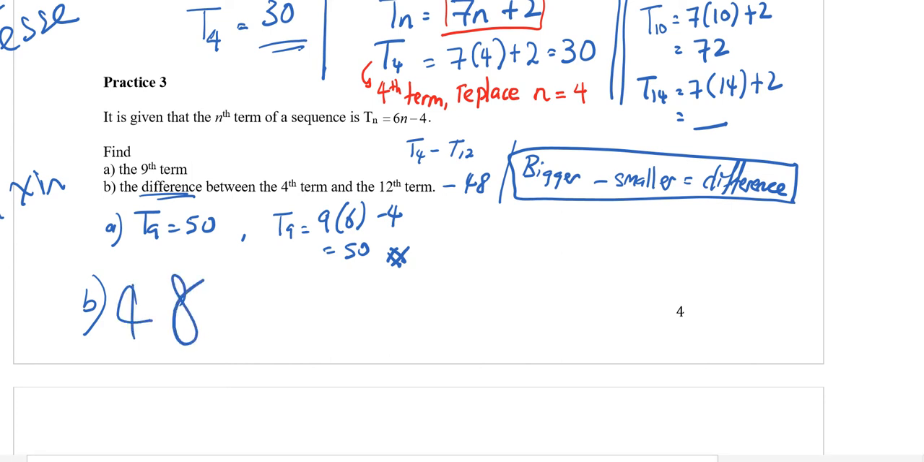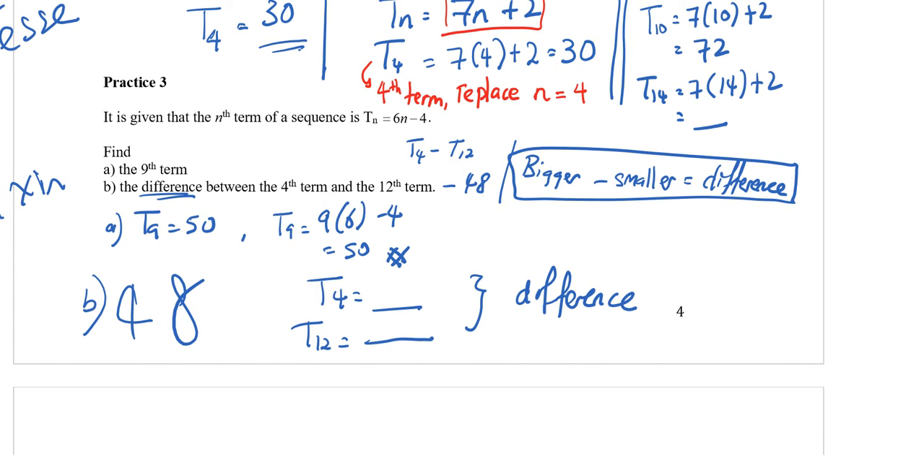Anyone need me to go through? How to get 48? No, the term is not the 13th term. Max, can you calculate term 4 equals to what? Max, can you calculate term 12 equals to what? Can you then find the difference? Do you understand now? Do you understand everything?